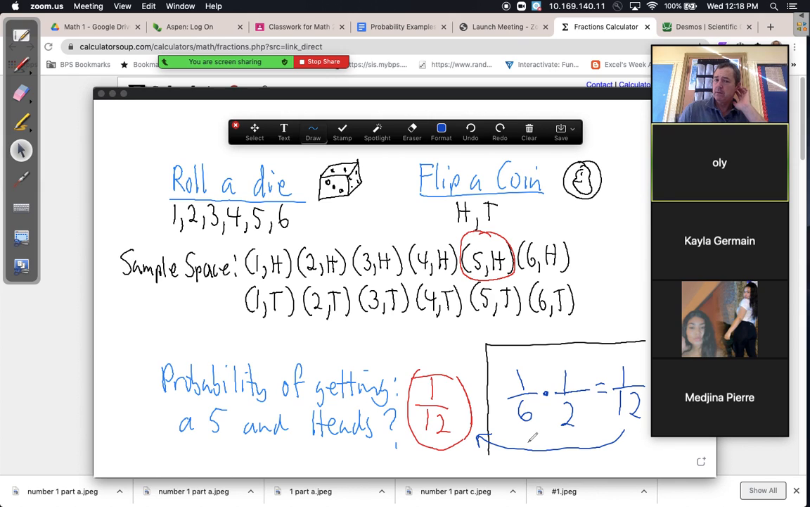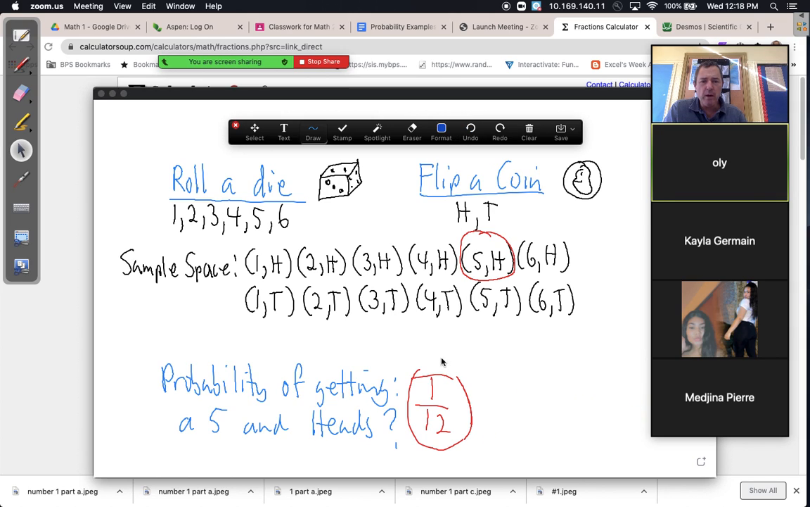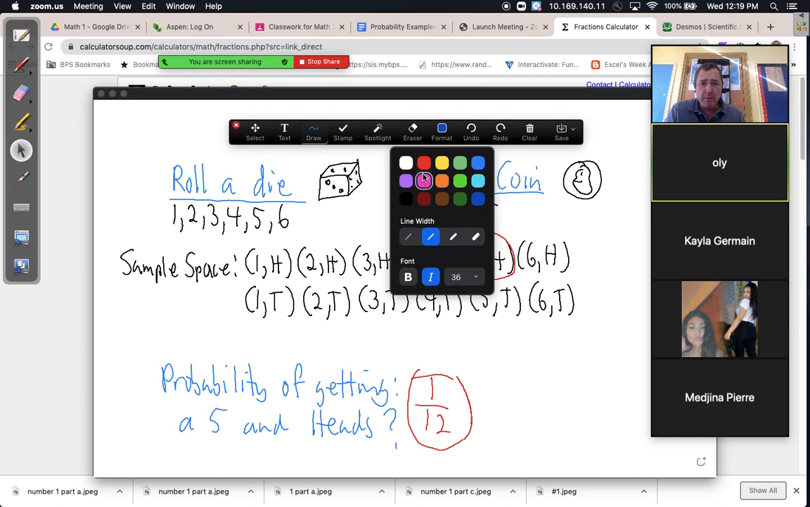Can you please read that again? This part and that part. Yeah. So, first of all, did you follow the 1/12 when I got it by listing all the possible things that could happen and just looking at it? Yeah, everything. Okay, so that's one possible way to get a 5 and a head out of 12 possible things that could happen. But the other thing I could do is consider these two probabilities separately.